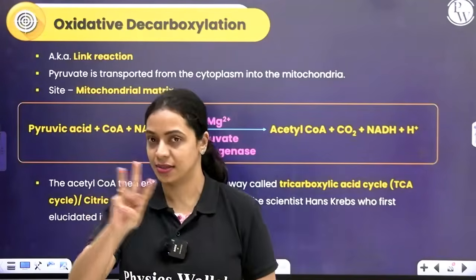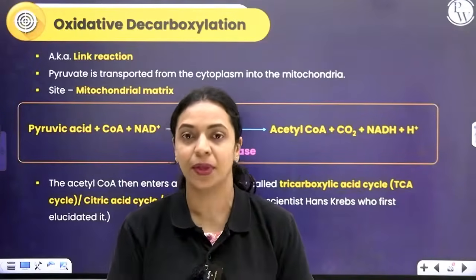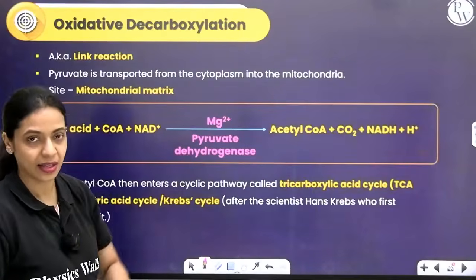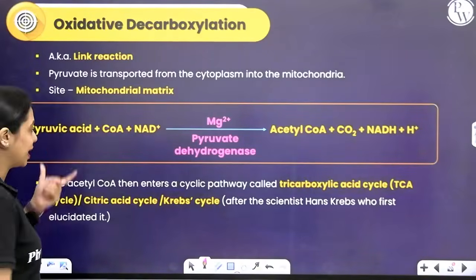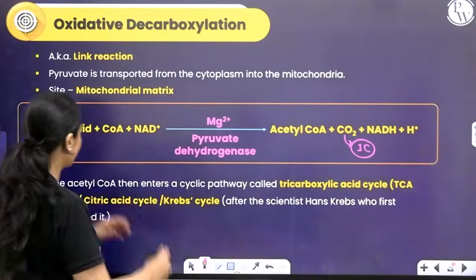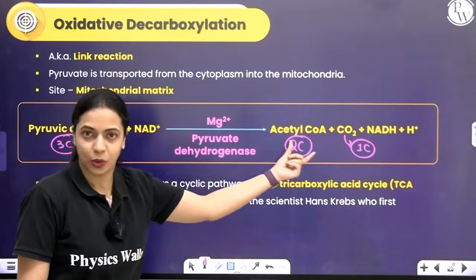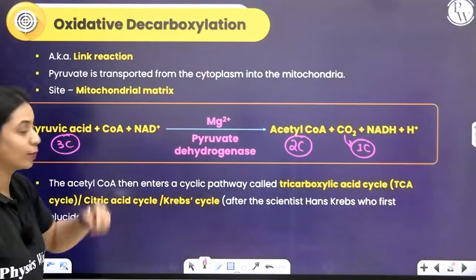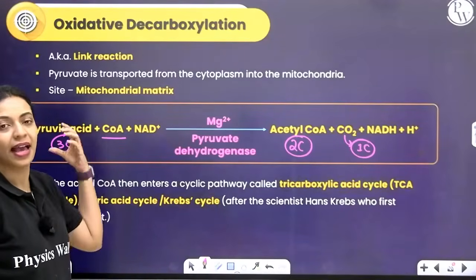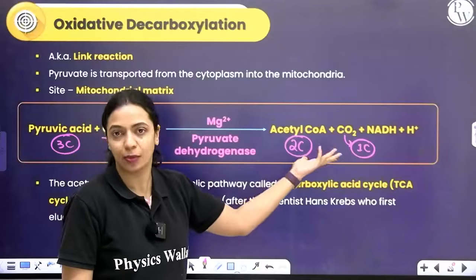We know that pyruvic acid contains 3 carbons. In this link reaction or oxidative decarboxylation that takes place in the matrix of the mitochondrion, you can see how simultaneously oxidation and decarboxylation will take place. Over here, pyruvic acid, which contains 3 carbons, will get decarboxylated. Carbon dioxide will be removed. 1 carbon is removed and it forms acetyl-CoA, which is a 2-carbon compound. In order to form this acetyl-CoA, pyruvic acid will react with a coenzyme called coenzyme A, which is represented as CoA. So all of this is happening in the mitochondrial matrix. Pyruvic acid reacts with coenzyme A and it will get oxidized to form acetyl-CoA. Simultaneously, decarboxylation is also happening.